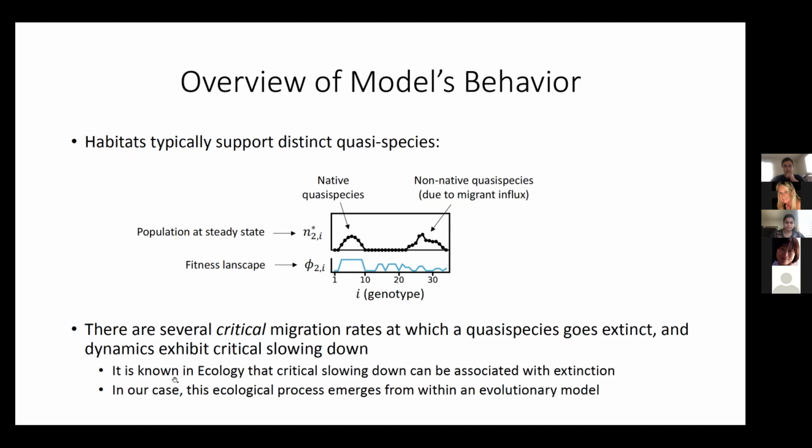But what's interesting about this case is that we didn't start out with an ecological model where there's distinct species. We just start out with one species, which can take on a variety of genotypes. But from within that model, there's the emergence of quasi-species, which then interact and give rise to this critical slowing down, which is known to occur in ecology.